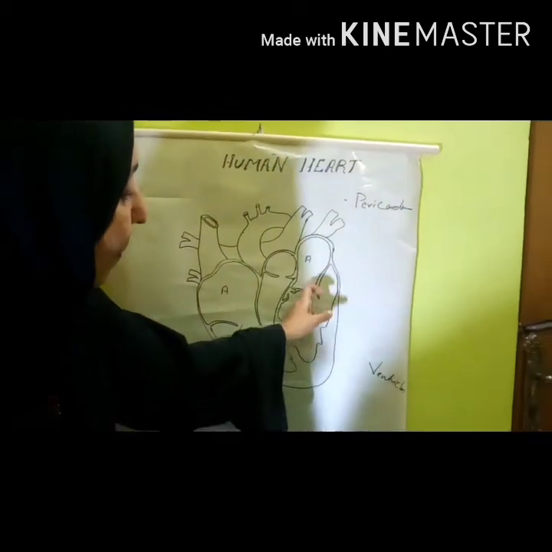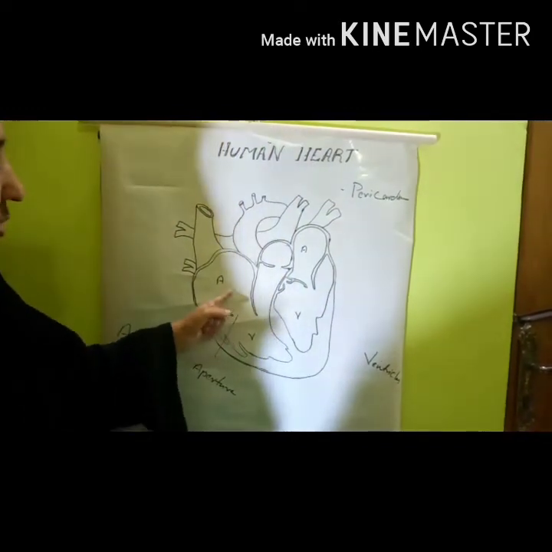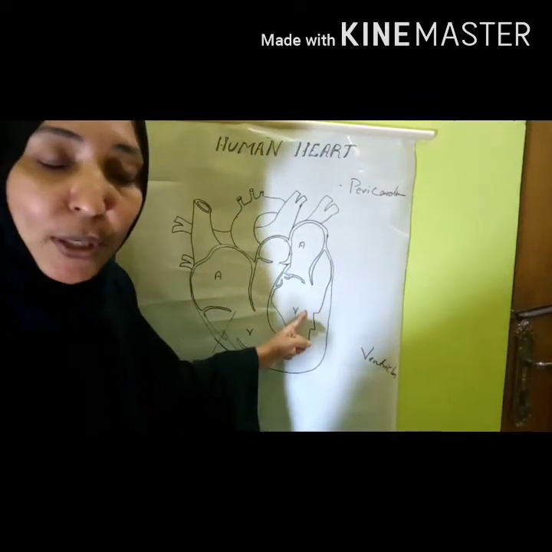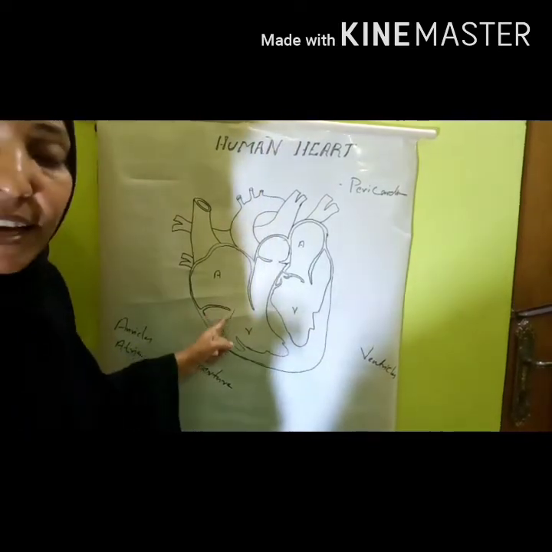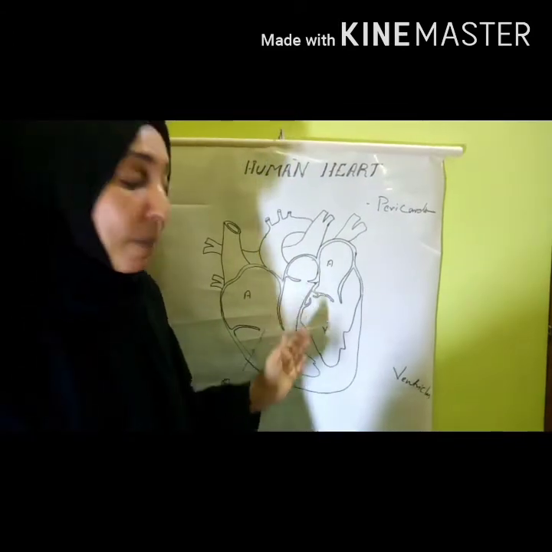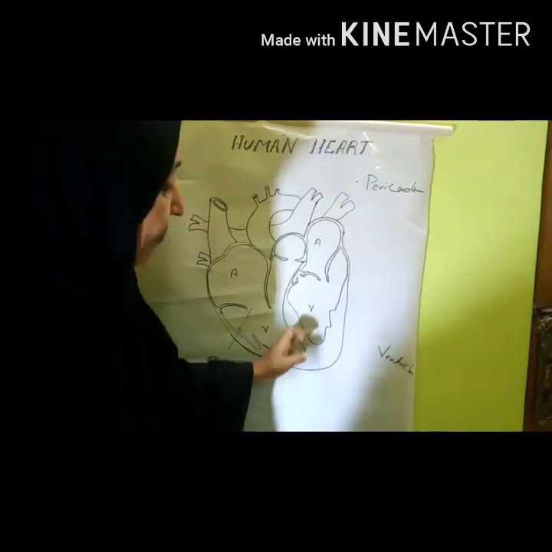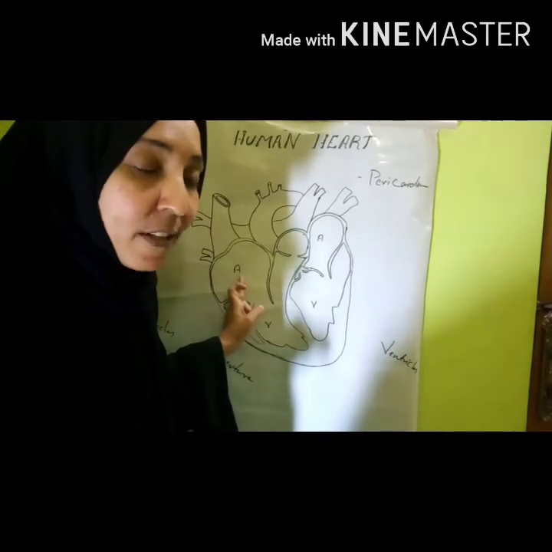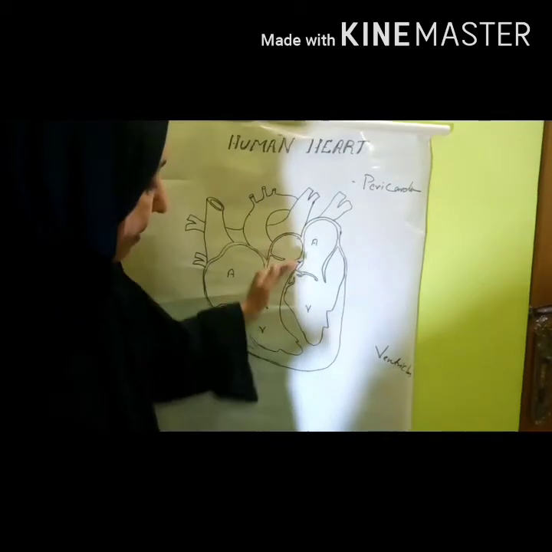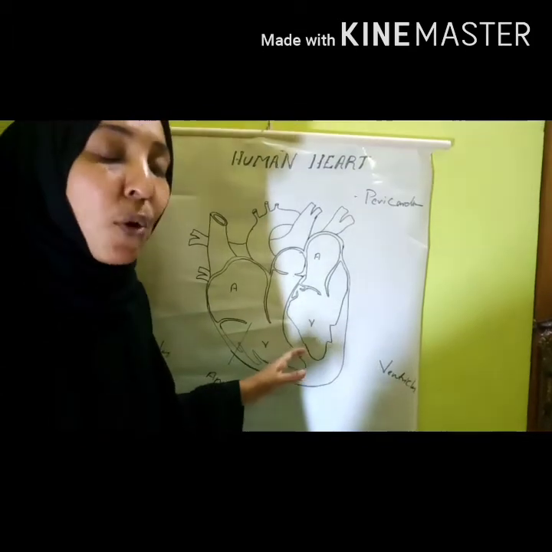Here also we can see there is an aperture. This aperture connects this auricle with this ventricle. This is the left auriculo-ventricular aperture, and the other is on the right side. These left and right sides are separated by a strong septum, a strong partition wall, in between the left chambers and the right chambers, which separates the left side and the right side.